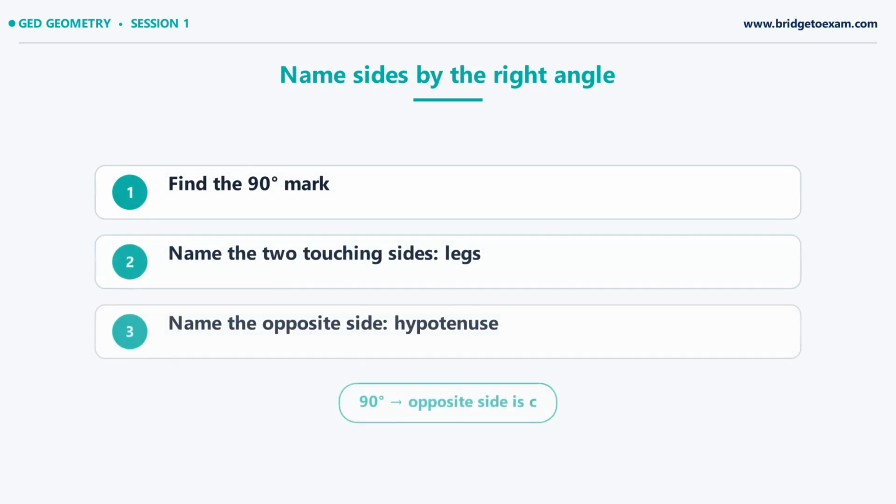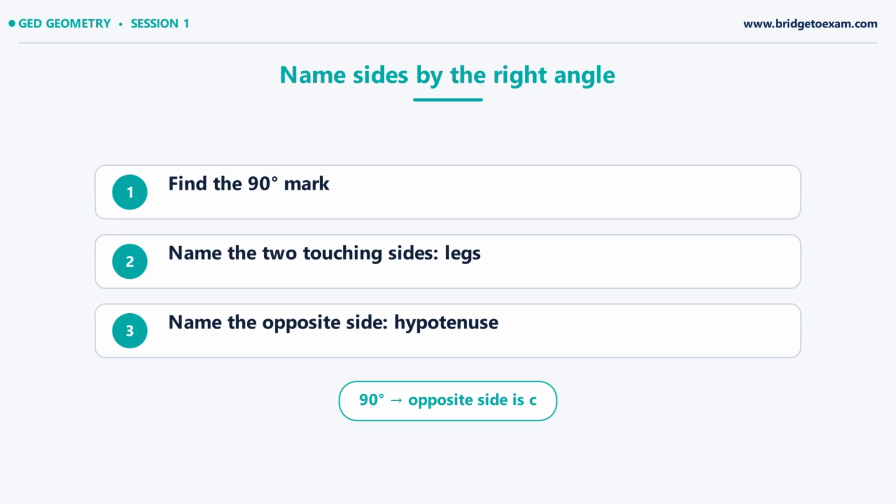Find the little square that marks the right angle. The two sides touching that corner are the legs. The side across from that corner is the hypotenuse. Notice that the hypotenuse does not touch the 90-degree angle. It is also the longest side, but position is the safer definition, opposite the right angle.